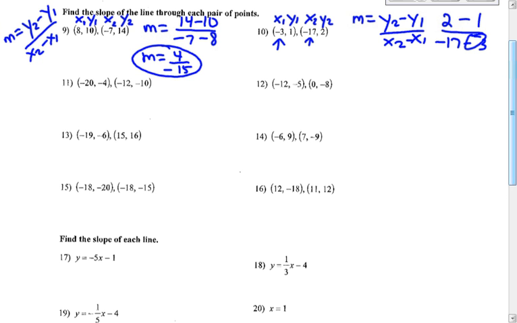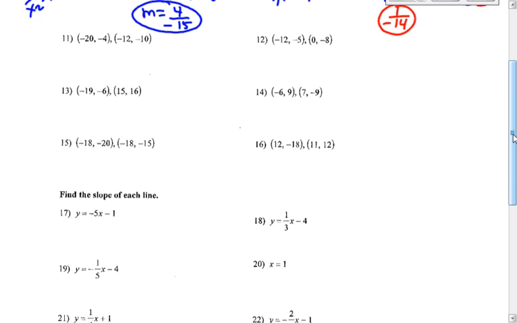When you have back-to-back negatives like that, no numbers in between, it becomes a plus, plus. So it's like keep, change, change. So the back-to-back negatives becomes a plus, plus. So now you have 2 minus 1 as the top of the fraction, that's 1. And you have negative 17 plus 3. Remember, you're adding 3 to 17. So that's negative 14. And that's the slope.